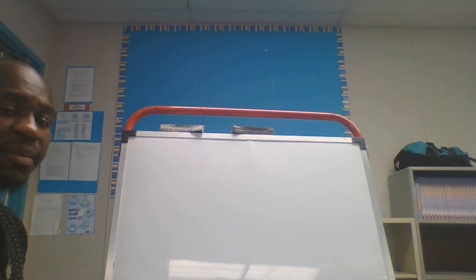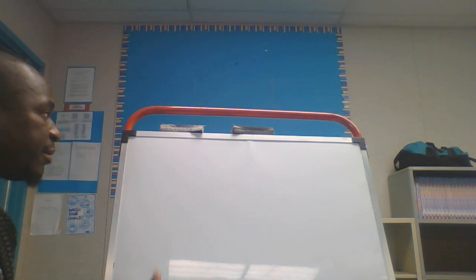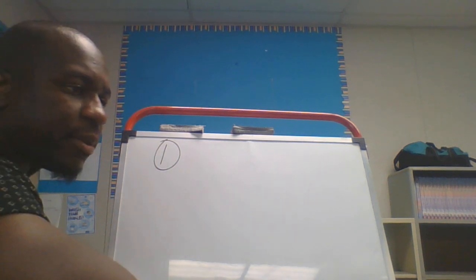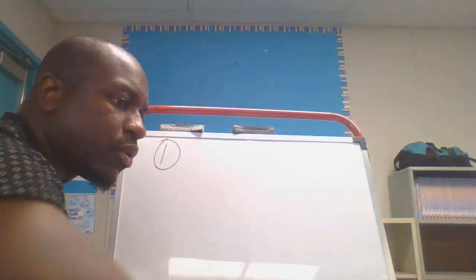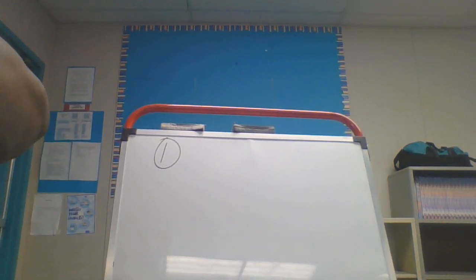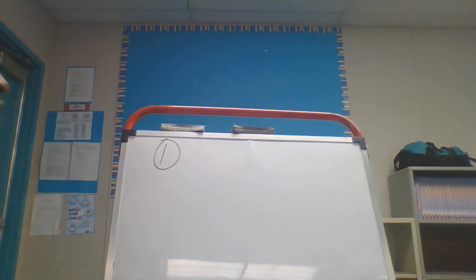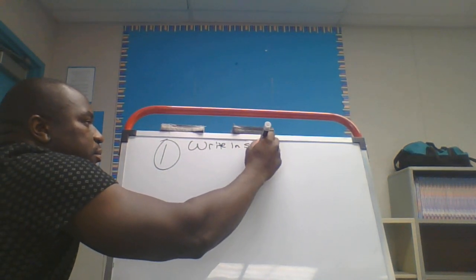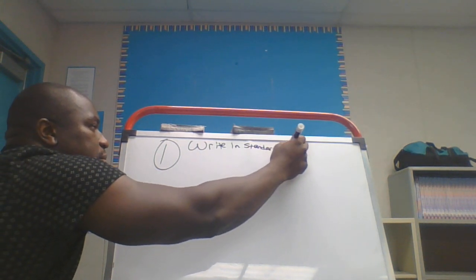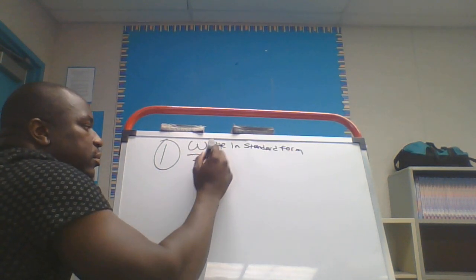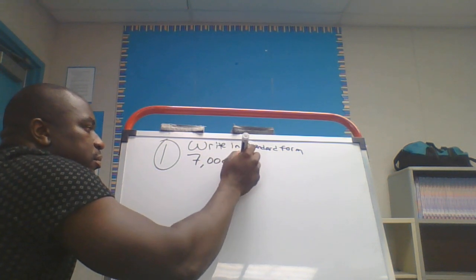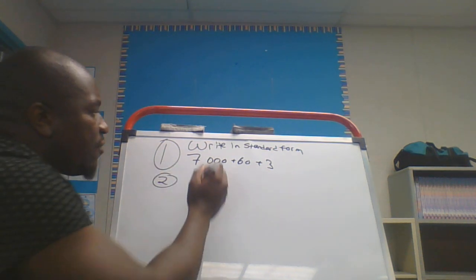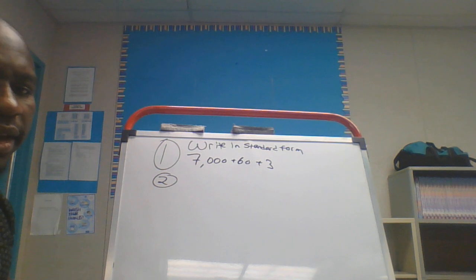I'm going to go ahead and put some problems up here. You will find the answers attached close by. So your first problem is going to be our first topic again. Oh yeah, standard form. Okay, so that's 70,000 plus 60 plus 3.